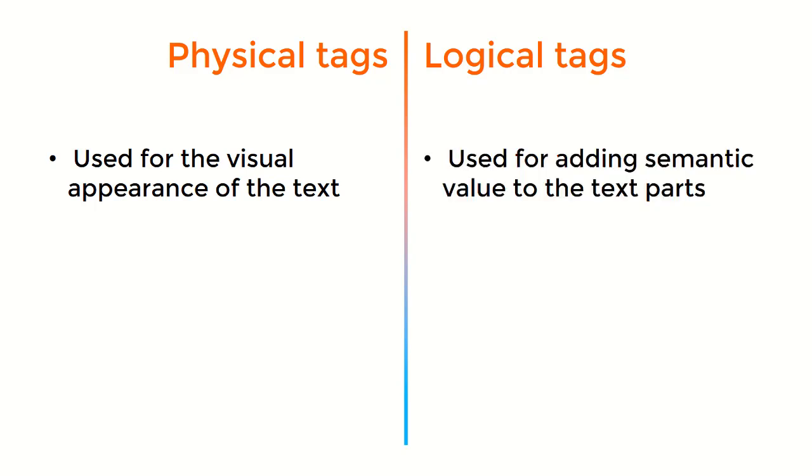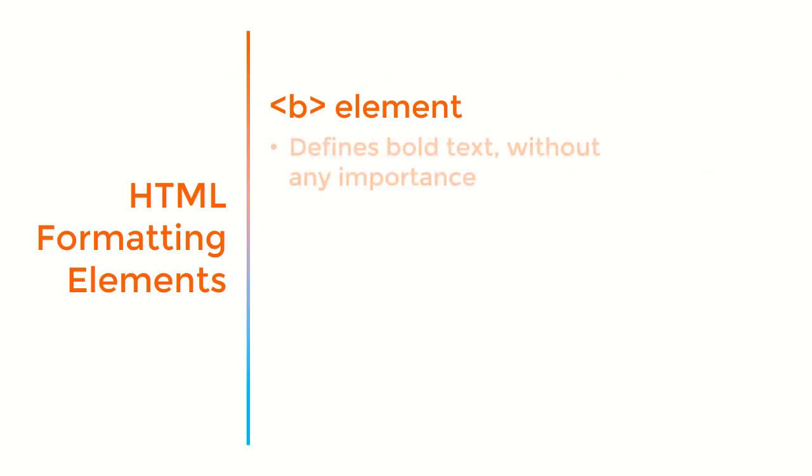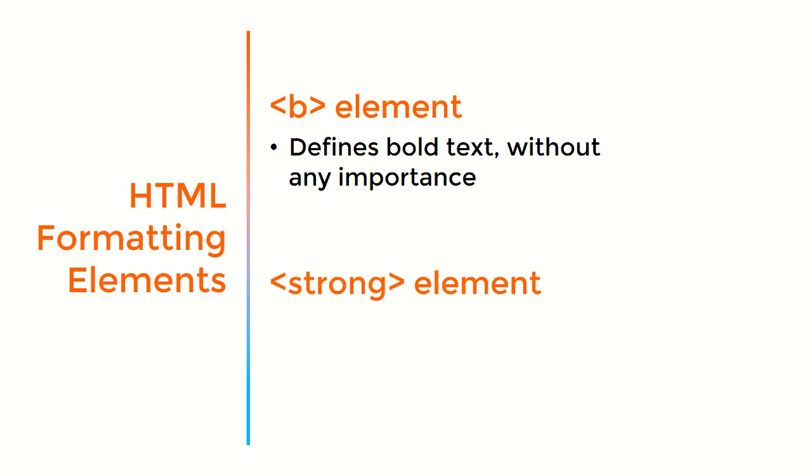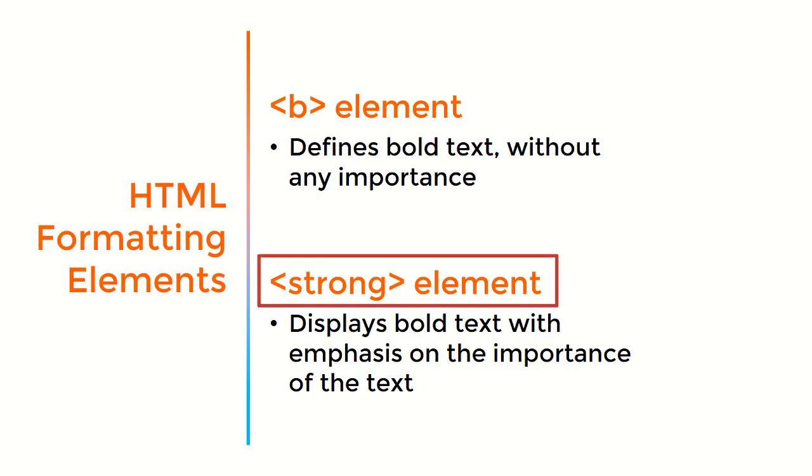Let us take a look at those. The HTML B tag is a physical tag that defines bold text, whereas the strong tag is a logical tag used to emphasize the importance of the text. Both elements display text in bold. It is recommended to use the strong tag.